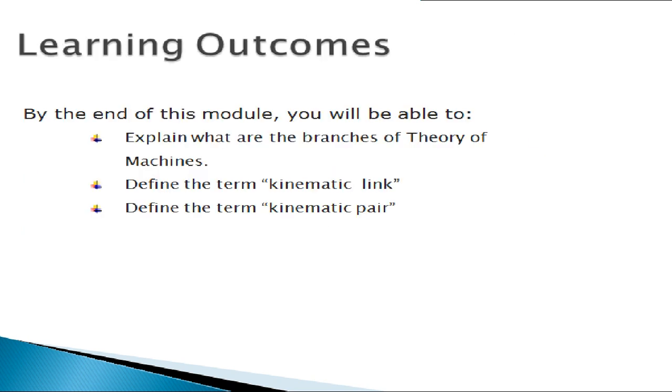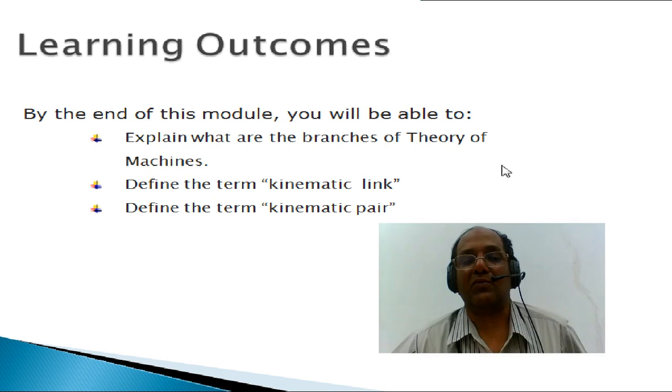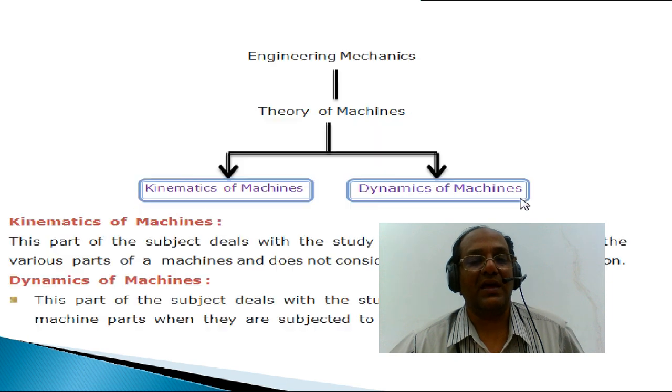With that said, let us briefly see what the learning outcomes of the current module are. By the end of this module, you will be able to explain what the branches of theory of machines are, and then we'll see the definitions of kinematic link and kinematic pair. So let us briefly start with the branches of theory of machines.